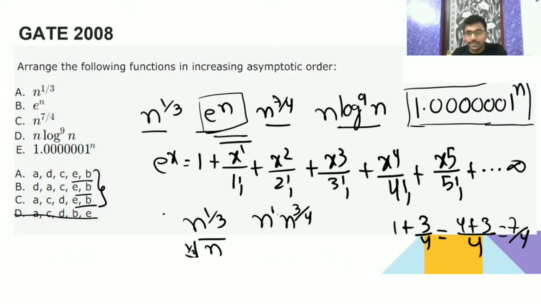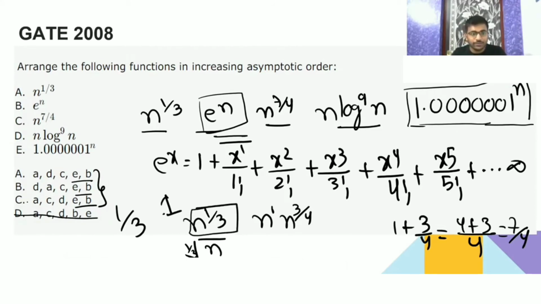It is smaller than this, and even it is smaller than this one, n, because it is n to the power 1 by 3, and here it is already n is there. 1 by 3 is smaller than 1. Here n to the power 1, and with something in multiplication. So this is the smallest one.